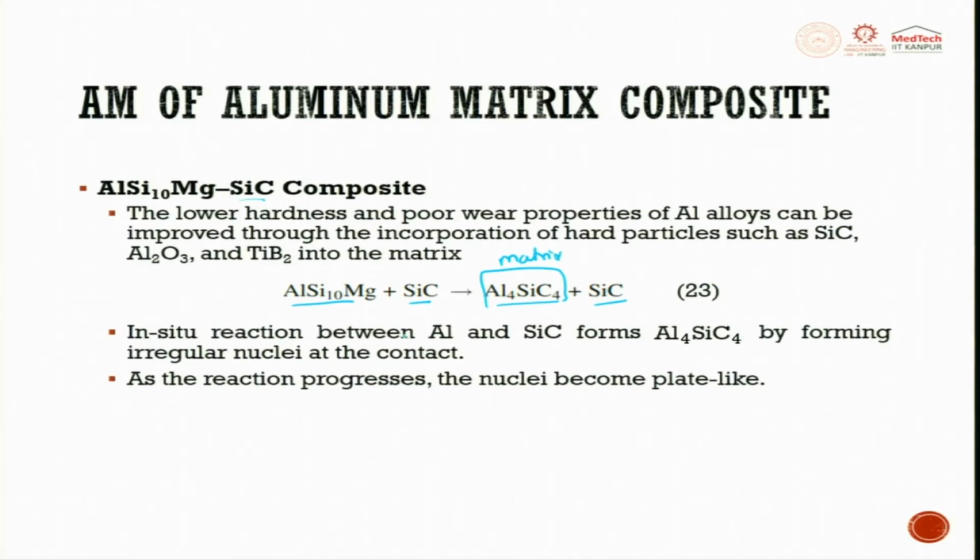In situ reaction between Al and SiC forms Al4SiC4 by forming irregular nuclei at the contact. So irregular nuclei are formed first. As the reaction progresses, the nuclei become platelet-like.